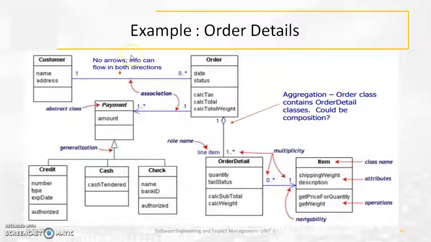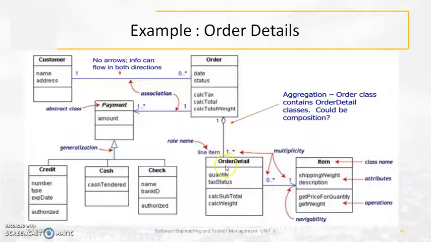This is another example, of order details. So customer and order. One customer can order more than one. So it is an association relationship. This order is associated with a payment. This payment has three different derived classes, which are credit, cash and check.